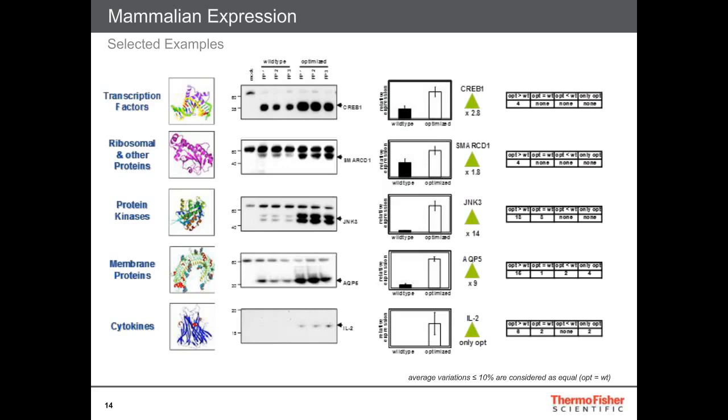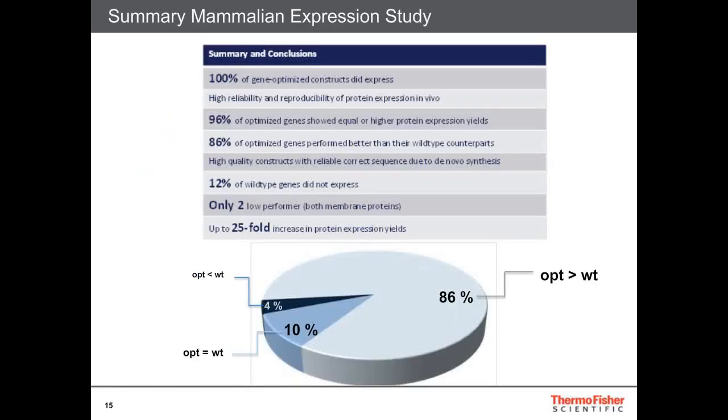And as you can see here on this slide, throughout the study, the result was quite stunning since the optimized constructs outperformed their wild-type counterparts in almost each and every case, no matter which protein class. The results are summarized on this slide.